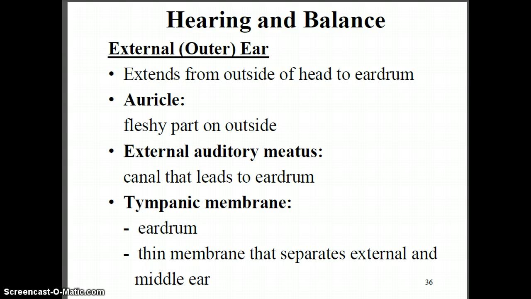All right, so we're going to take a look at parts of the structures of the ear, the external or outer ear. This gives you a description of it. The auricle, which is the part we often call the ear, is the fleshy part that we see on the outside. And also part of the external ear is the external auditory meatus and the tympanic membrane.